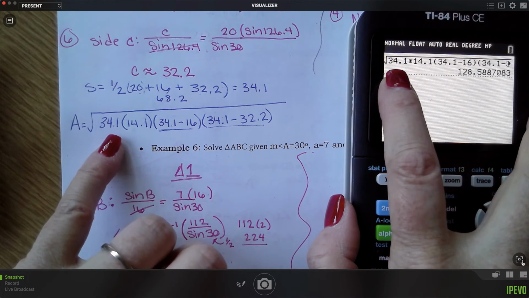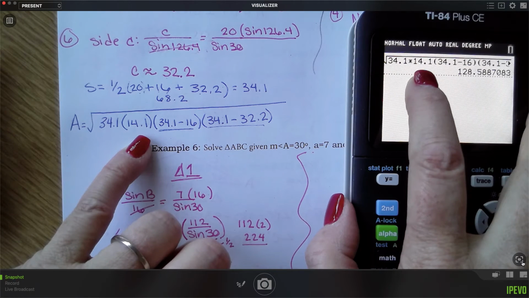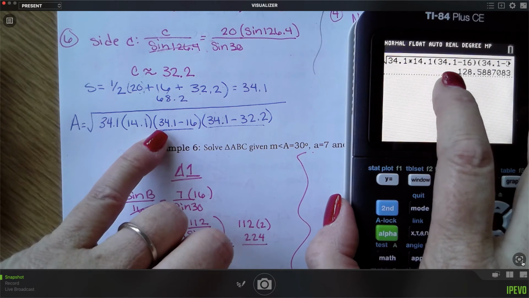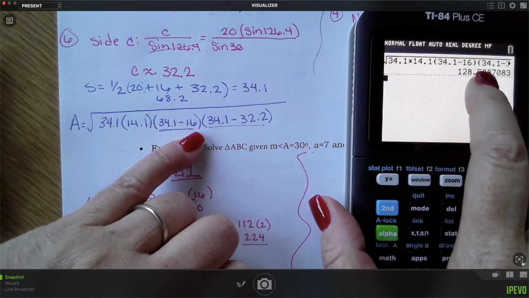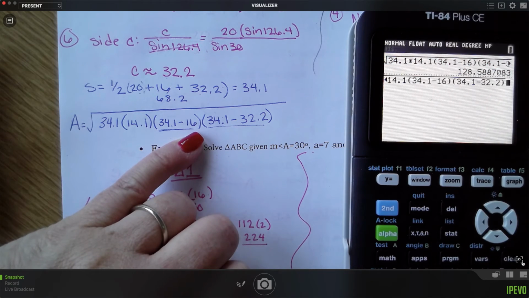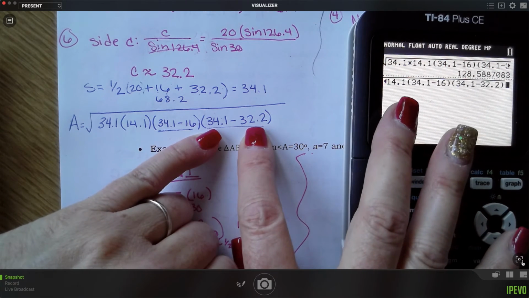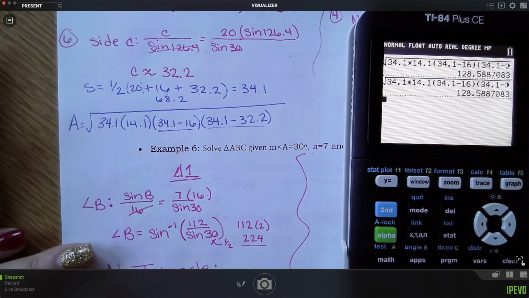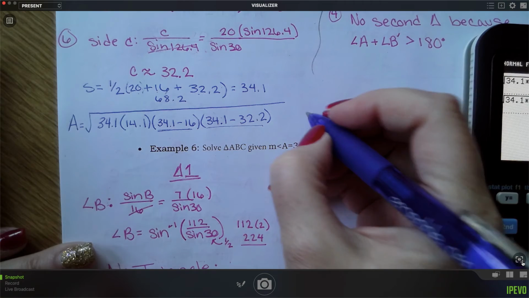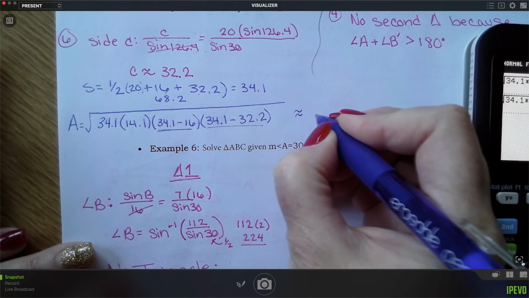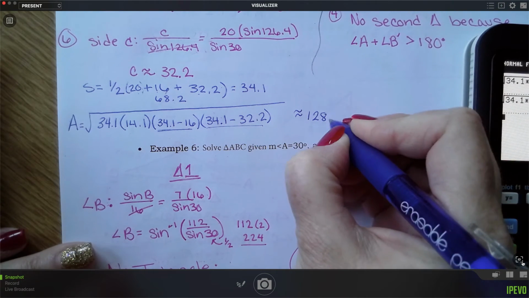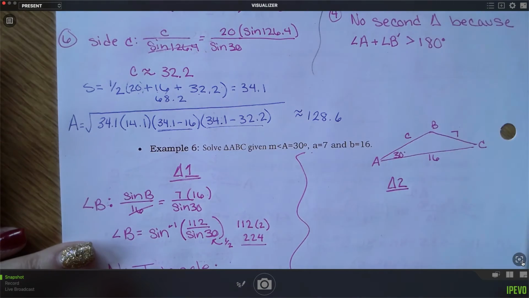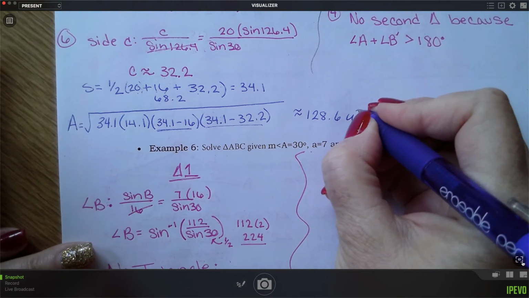I got 120. Because 34.1 times 14.1, parenthesis, 41.1 minus 16, parentheses, 34. Okay. So I think we're going to go with area is approximately 128.6. Do I got units on this one? Nope. Units squared.